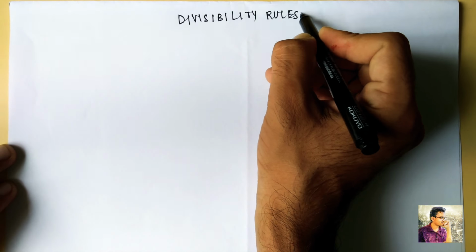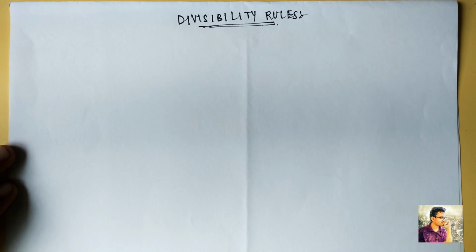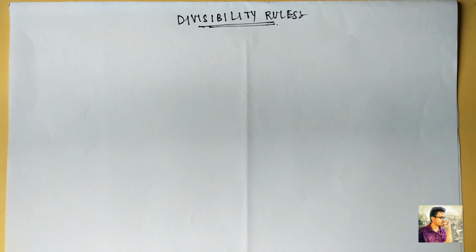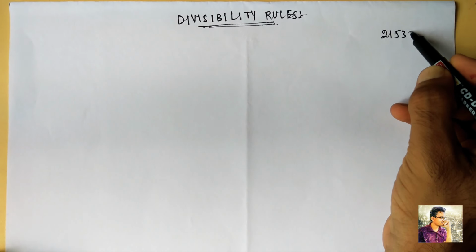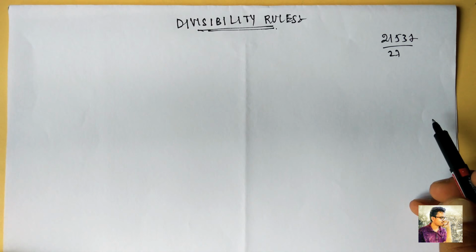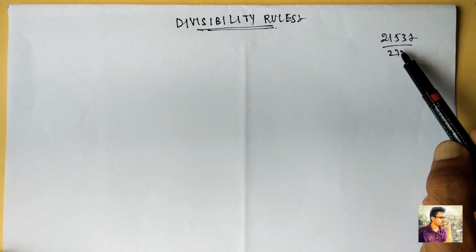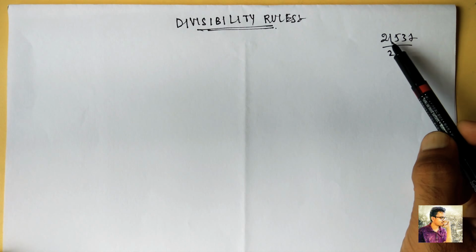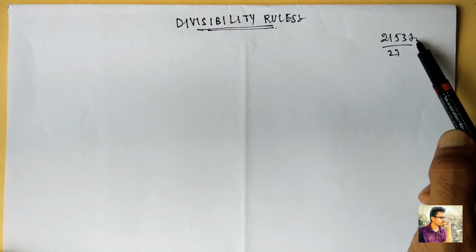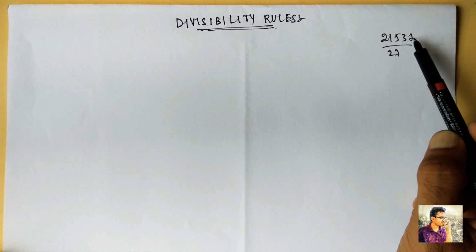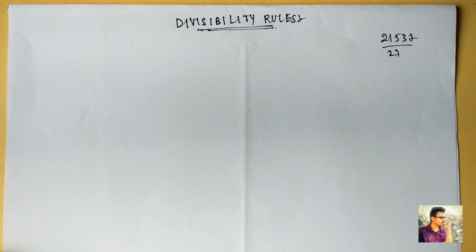You might wonder why these divisibility rules are useful. If you come across a situation where you want to divide 21537 by 27, for example, you know that 27 is divisible by 3, but by using a simple trick we can check whether 21537 is divisible by 3 or not. Not only 3, for different numbers we can check. For numbers with more than 3 or 4 digits, it's very complicated to check with each number, so by using simple addition operations we can check whether the number is divisible by any number or not.